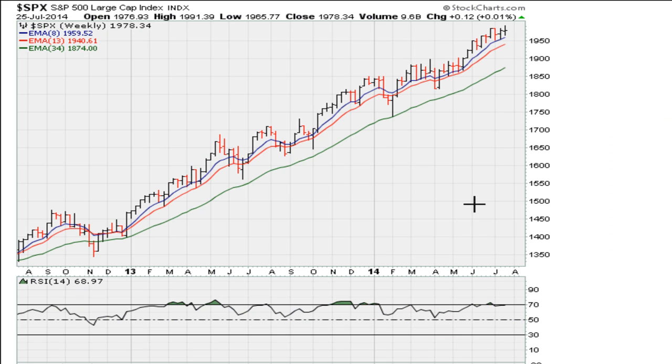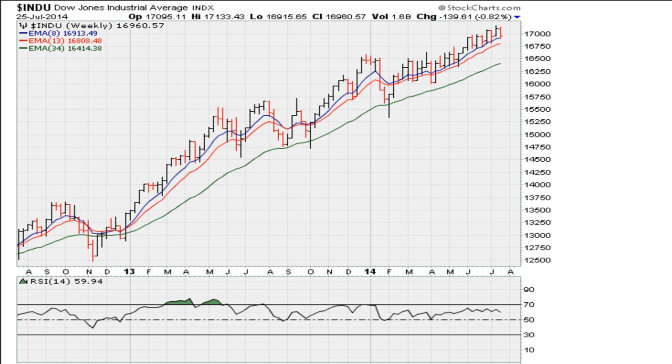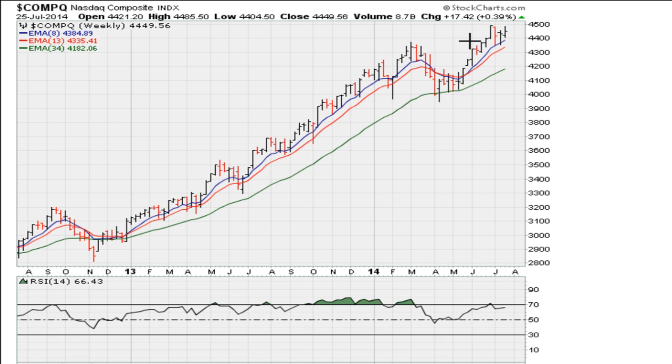For the week, the S&P 500 was unchanged. No move in terms of percentage points. If we take a look at the Dow, it was down 0.82% for the week, or down 139 points. And the Nasdaq for the week was up 0.39%.